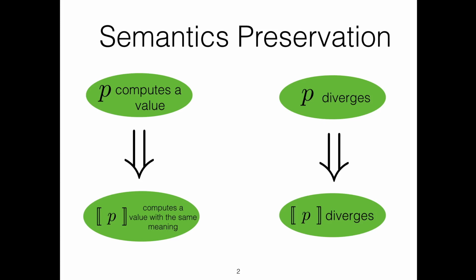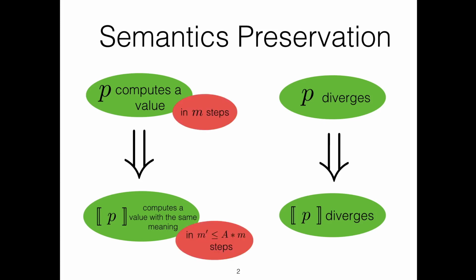Since correct compilers are also expected to asymptotically preserve the running time of source programs, we may also want to prove that our transformation preserves the running time. This means that if the source program computes a result in m steps, then the number of steps of the translated program, m prime, should not be more than a constant factor of the number of steps of the source.